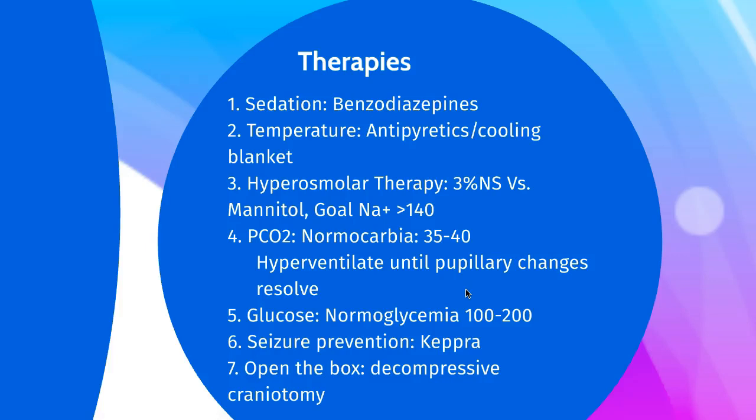In the acute setting, the two things that you're going to be able to quickly do are hyperosmolar therapy and managing their CO2. So with hyperosmolar therapy, you can utilize either 3% saline or mannitol, and they have slightly different mechanisms of action, but the idea is generally to get the free water out of the brain so there's more room for the brain to swell.